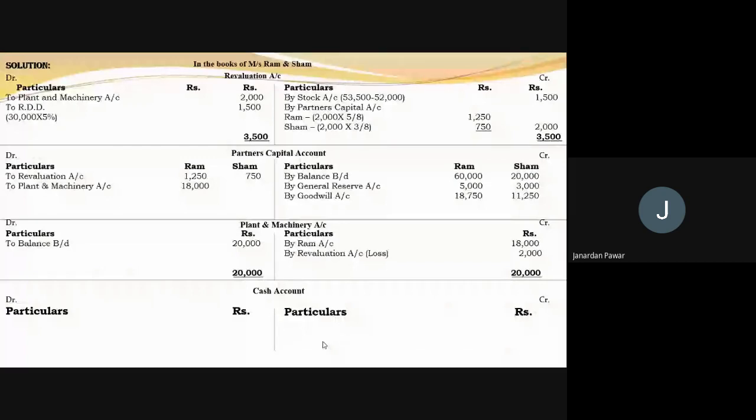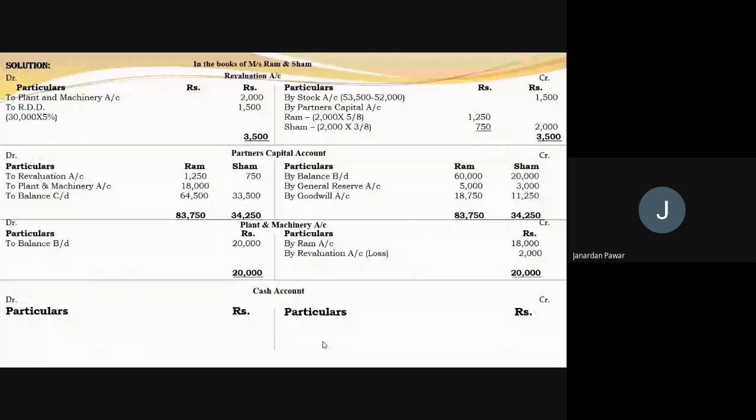Then we have to take here the total of this partner's capital account at credit side because credit side is greater than the debit side. And you can write this total 83,750 and 34,250 at debit side also. And the difference between credit and debit of Ram will be reflected as balance carried down, which we have to transfer to the new partner's capital account. That is rupees 64,500 and 33,500.